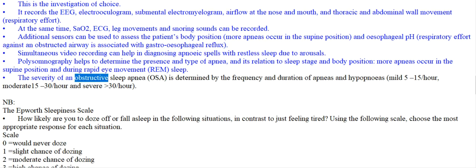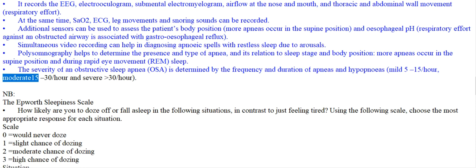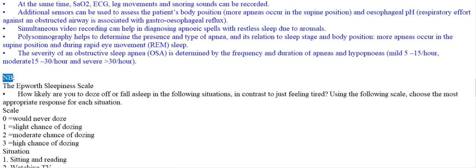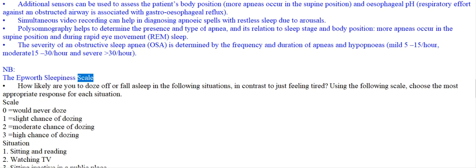The severity of obstructive sleep apnea, OSA, is determined by the frequency and duration of apneas and hypopnoeas: mild 5-15 per hour, moderate 15-30 per hour, and severe over 30 per hour. NB. The Epworth Sleepiness Scale.